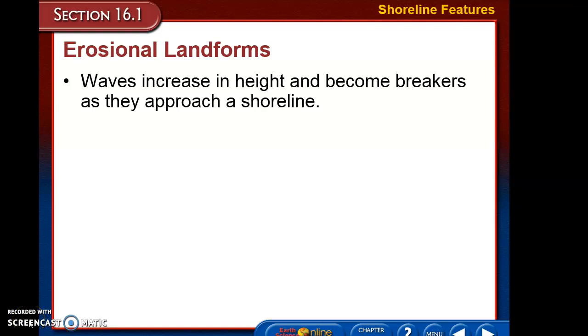Alrighty, so we're going to be talking about some shoreline features of the ocean. And some of those features are going to be caused by erosion, which we already talked about in Earth Science. And we're going to look at how waves and storms can actually change the shore itself, create sand, create some absolutely beautiful landforms.